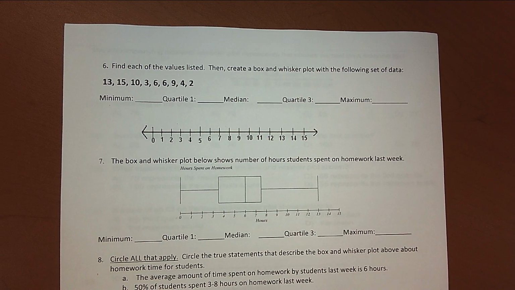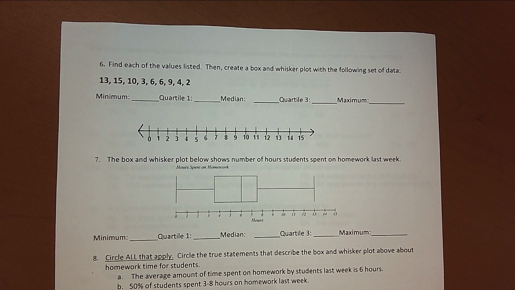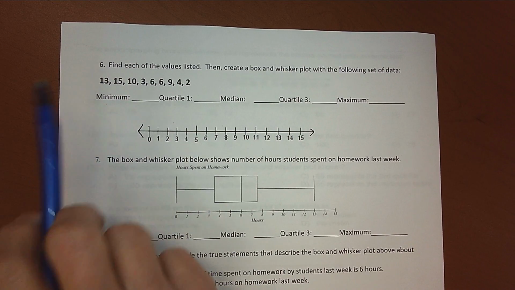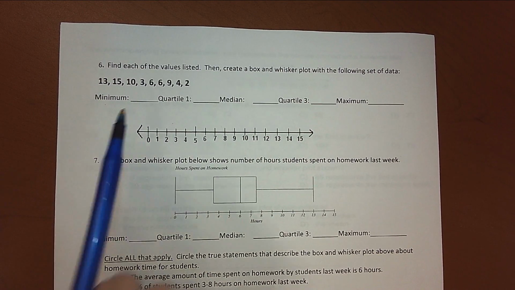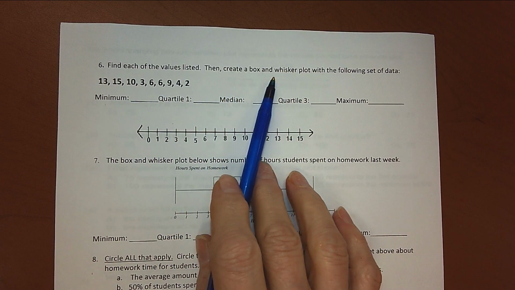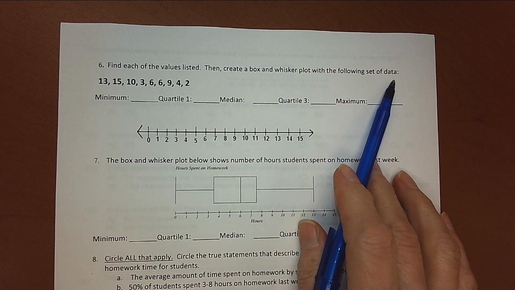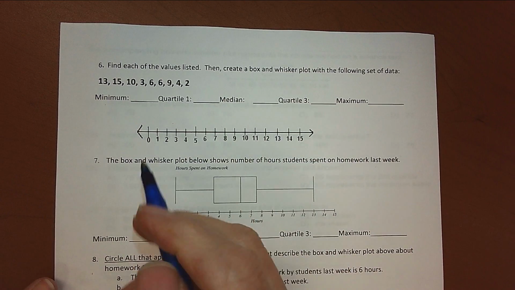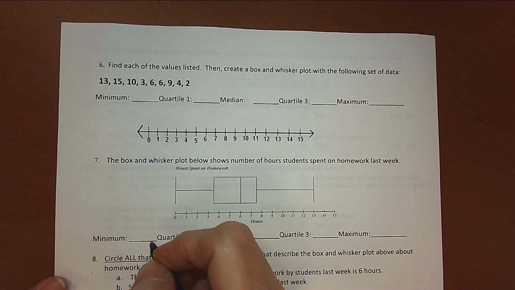All right, so here's page 2 of our Unit 7 study guide, starting with number 6. This says, find each of the values listed, then create a box and whisker plot for the following set of data. So I'm going to go ahead and put my numbers in order.